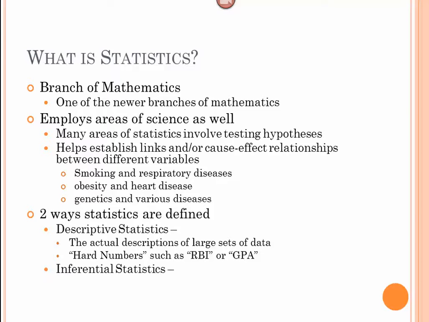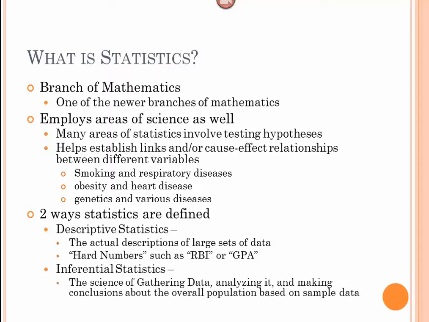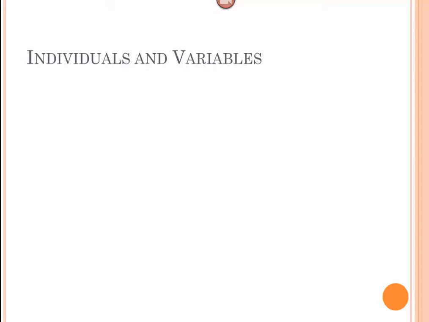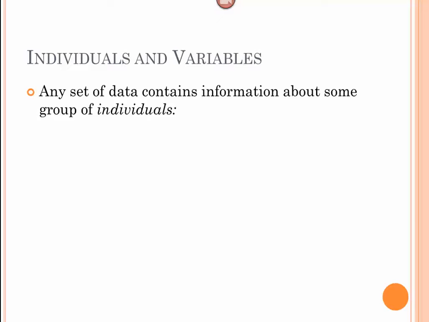And then we have the inferential side of statistics. This is about the science of gathering data, analyzing it, and then making conclusions about the overall population based on the data that we've collected. We're also going to get into that later on down the road. So we're going to start off with descriptive statistics, and let's look at the idea of individuals and variables. Again, I mentioned that we're going to be looking at a lot of vocabulary words. Any set of data contains information about some group of individuals.